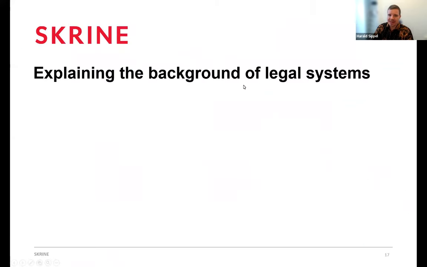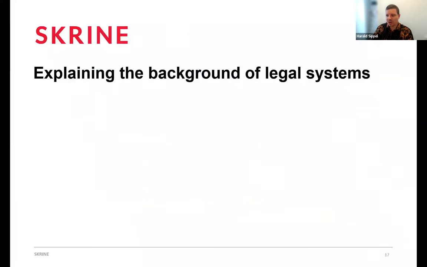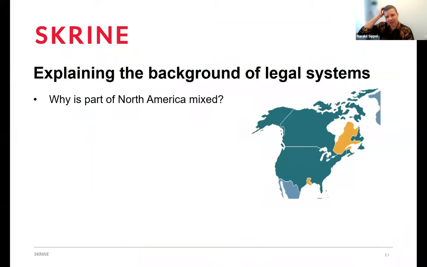Now, when we compare these systems, I have a few questions for you, and those are much easier than other questions I've asked so far. So I hope for many answers. You may have paid attention and you saw that North America, I'm speaking about Canada and the US now, is entirely common law, except for two parts. Does anyone have any idea which parts these are and why they are mixed? I'm asking this because I believe it helps your understanding of legal systems. I'm not doing a test here.